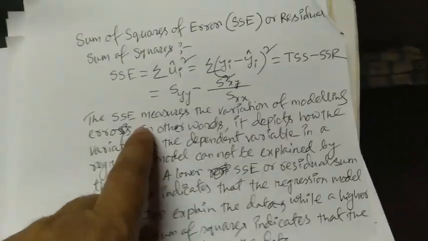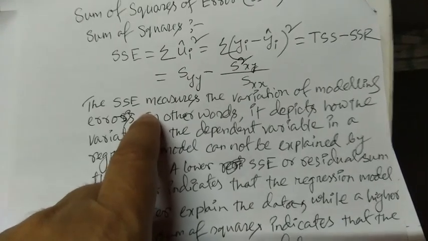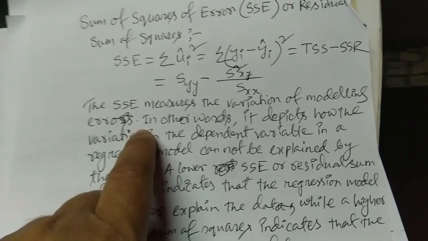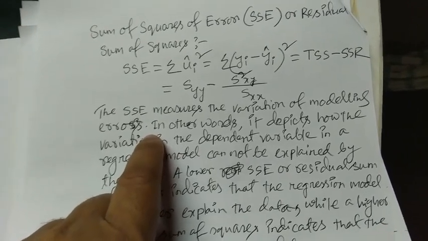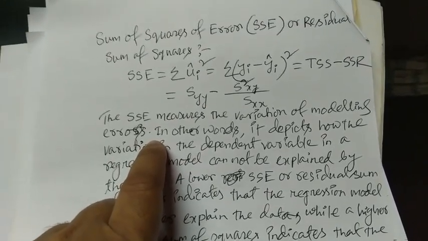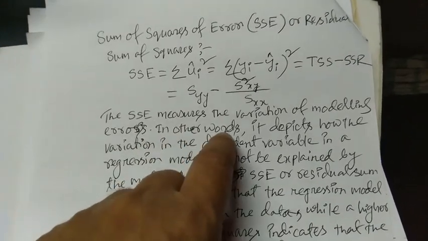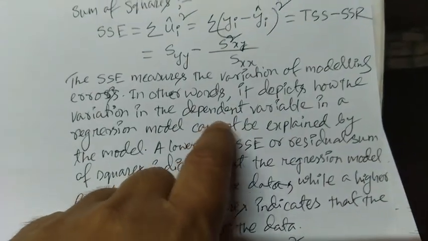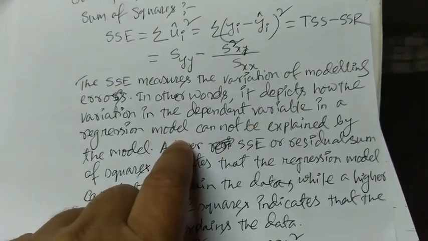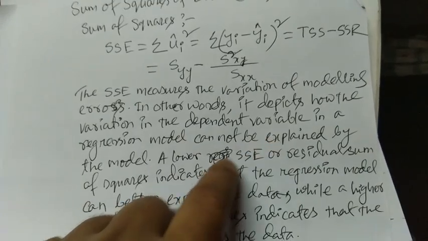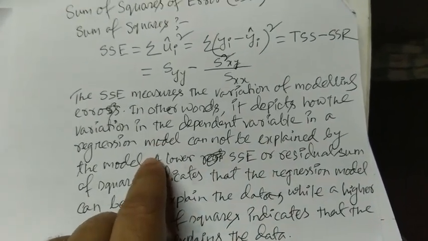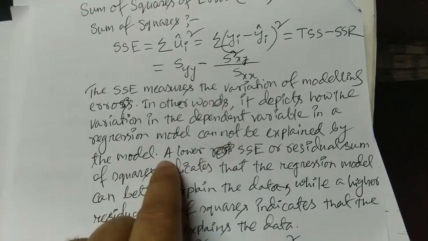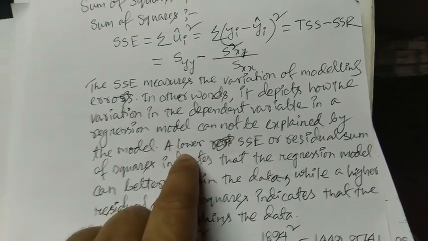So what does SSE give us? The SSE measures the variation of modeling errors. That means it gives you an idea about the error or deviation of the error. In other words, it describes how the variation in the dependent variable in a regression model cannot be explained by the model. That means, how bad the model is.